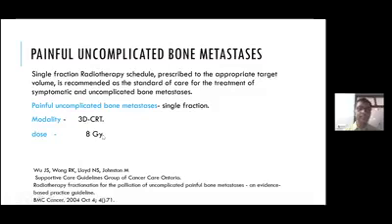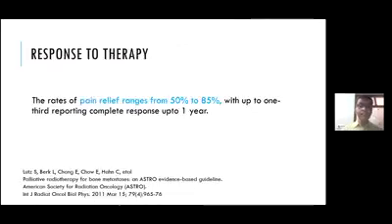Although for skeletal related events, there are many doses and many modalities. I am only giving the modality for uncomplicated painful bone metastasis. It is 3D CRT with 8 Gy. Response to therapy, rates of pain relief range from 50 to 85%. Up to 1/3 of the patients report complete pain relief up to 1 year. So response to therapy is good in cases of solitary lesions treated with radiotherapy.